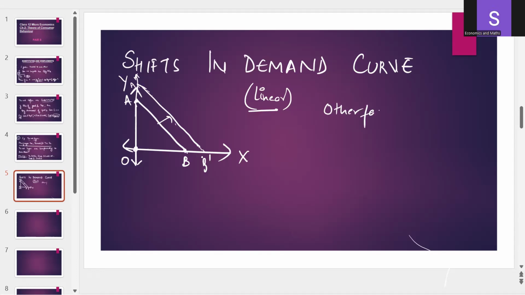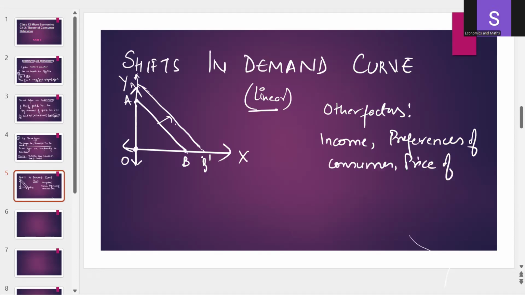So let's say those other factors, like income, preferences of the consumer, or the prices of related goods, right? Or maybe there are some other external factors also, right? So let's say one of the other factors changes. Let's say the income of the consumer changes or increases.